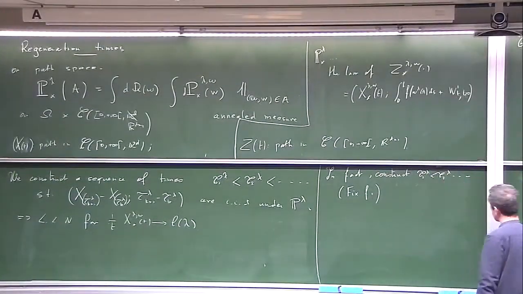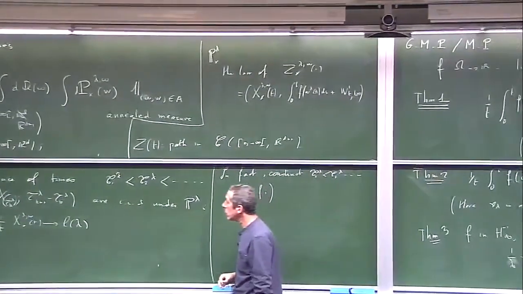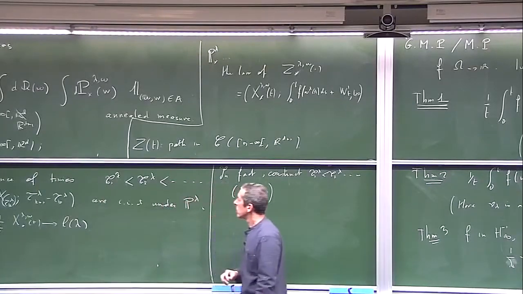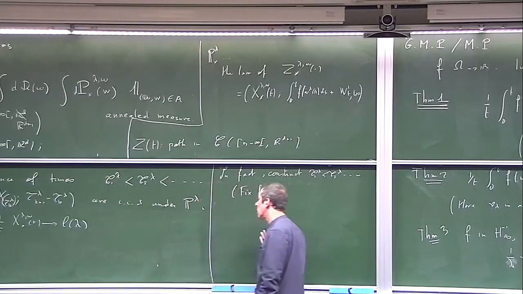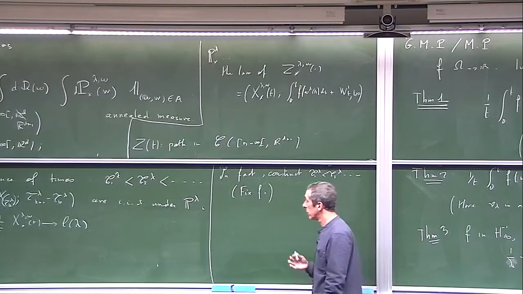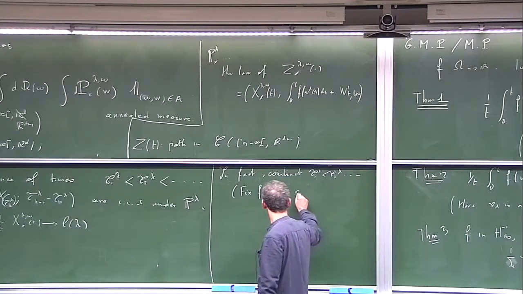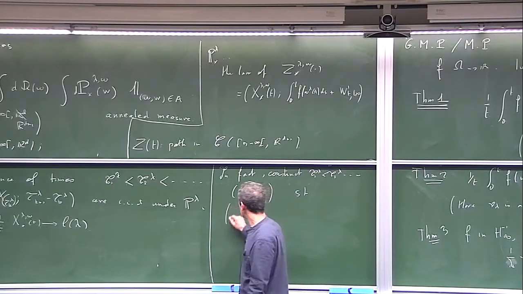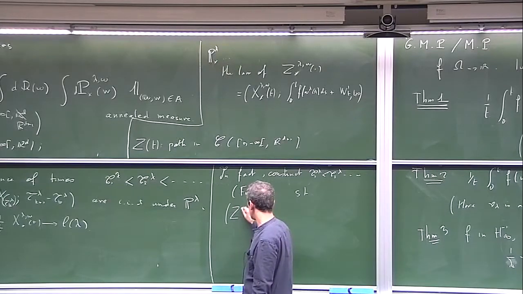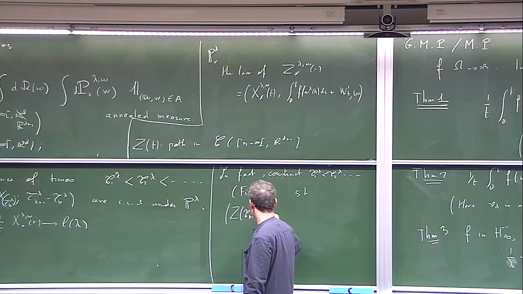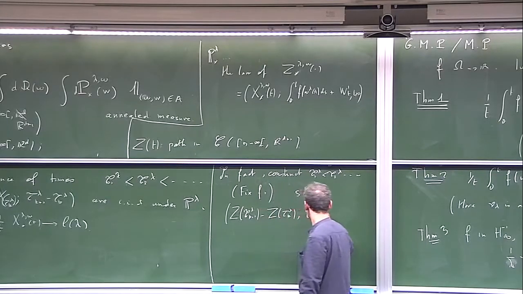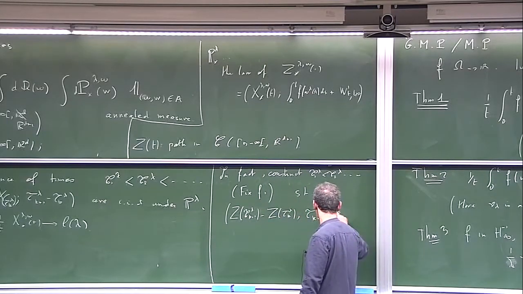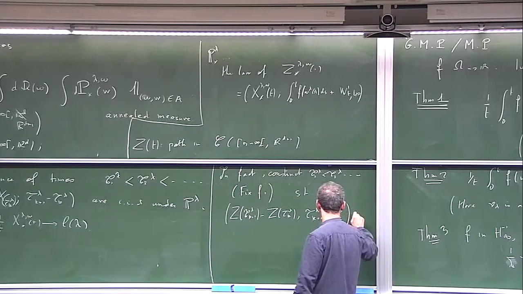So in order to get the statements of theorems 1 and 2, rather than constructing a sequence of times for which we have this IID property for x, we construct a sequence of times for which we will have the same property for z. So we'll have that if you look at z at time tau lambda k plus 1 minus z at time tau lambda k, and also the increments of the times themselves, these are IID.